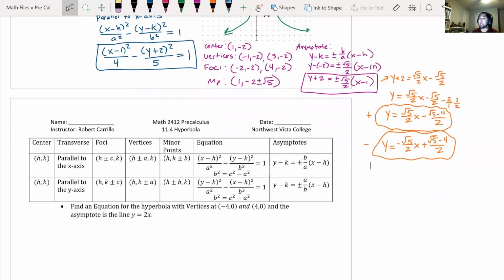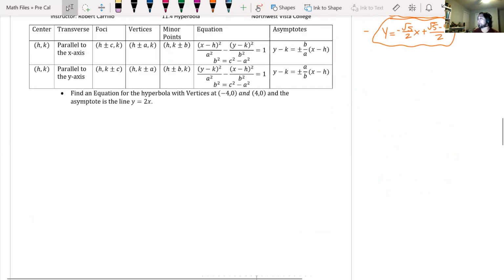Okay. With that being said, you guys go ahead and try this next one out. Vertices are at negative 4, 0 and 4, 0, and they're giving you the asymptote already, y equals 2x. So that is going to be a clue to help you find, I think, the value of b.